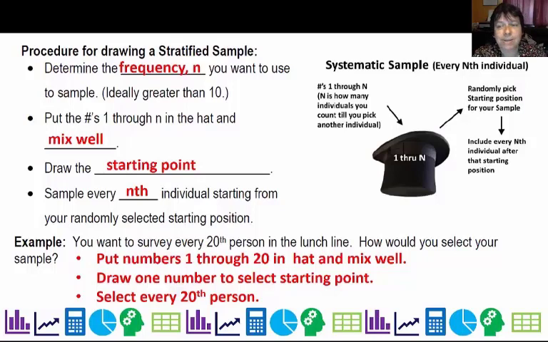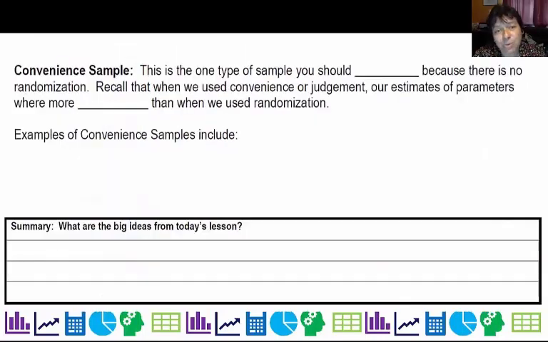Now, there is a sampling method that is used the most, which shouldn't be used the most. In fact, this is the one type of sample you should avoid because there is no randomization. If you recall from our previous lesson, when we used convenience or judgment, our estimates of our parameters were actually more biased than when we used randomization. So what does it mean when you do a convenience sample?